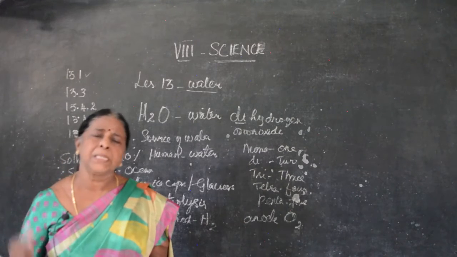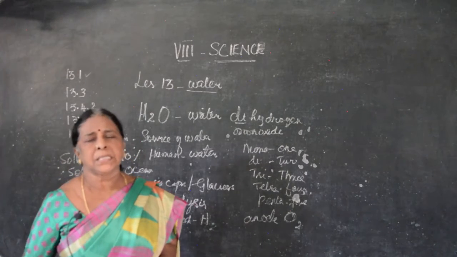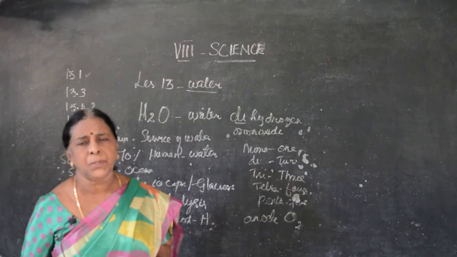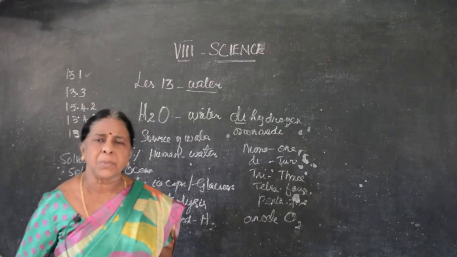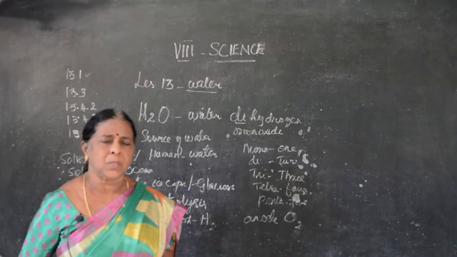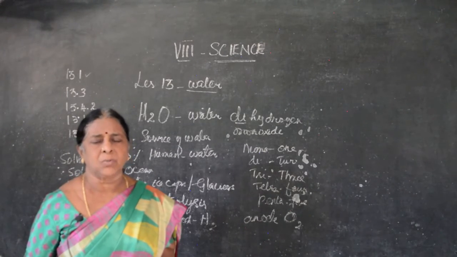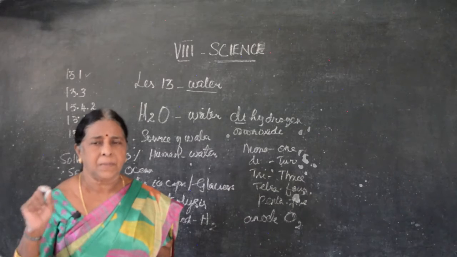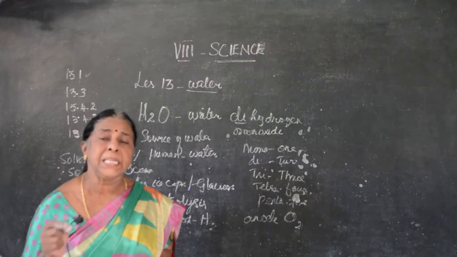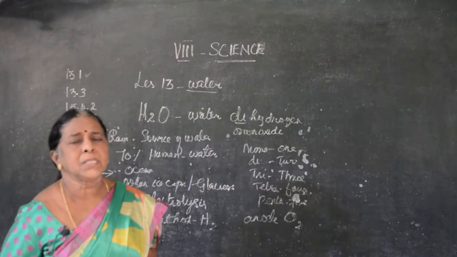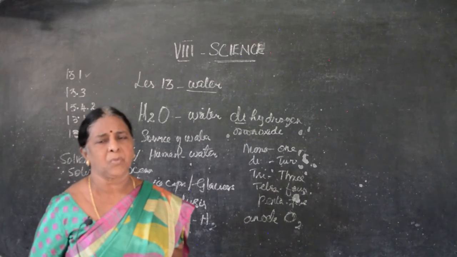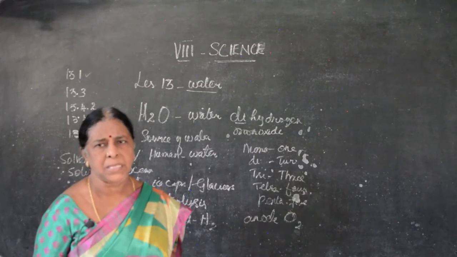Whatever solute it is, either it may be in the form of liquid or gas, it can be easily dissolved into the water. So it is known as what? Universal solvent because of the characteristics. What is the characteristic? Whatever the solute may be, easily it can dissolve in water. Because of this capacity of water, it is known as universal solvent.